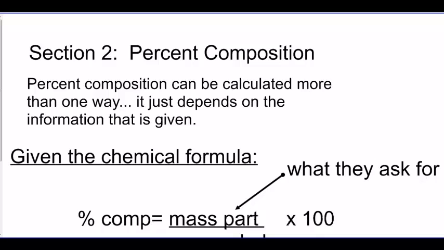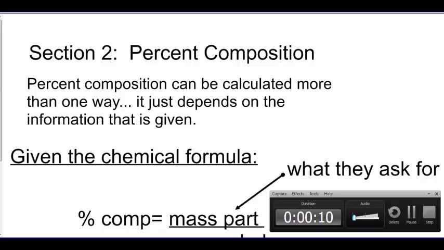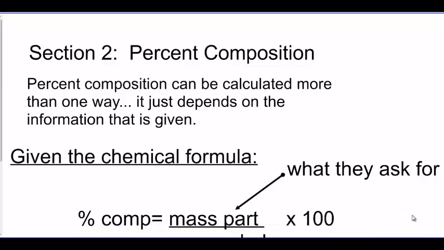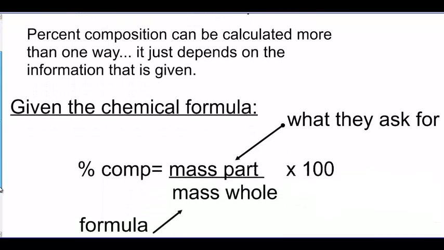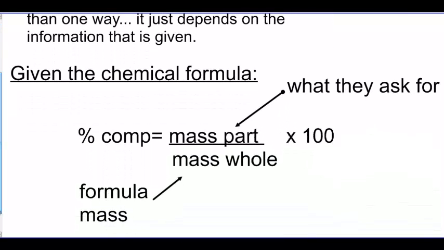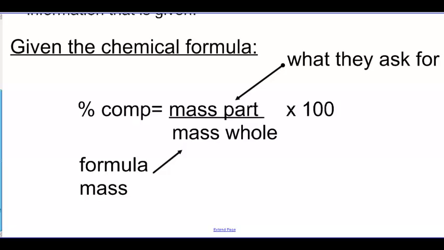Everybody, welcome back. This is Unit 7, Lesson 2, and today we're going to talk about calculating percent composition. When we calculate percent composition, it really depends on the information they give us, because sometimes they give us lab data, like what we did in class today where we found the percent water, and other times they give us a chemical formula.